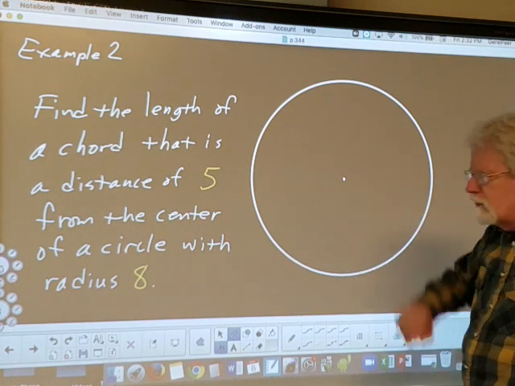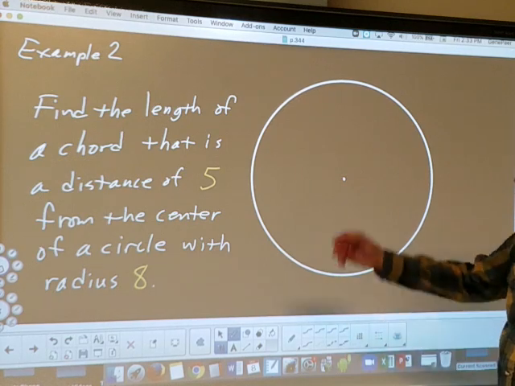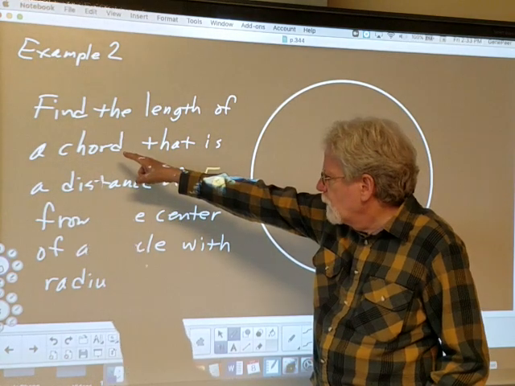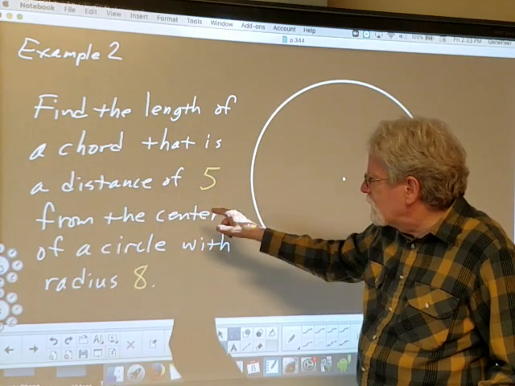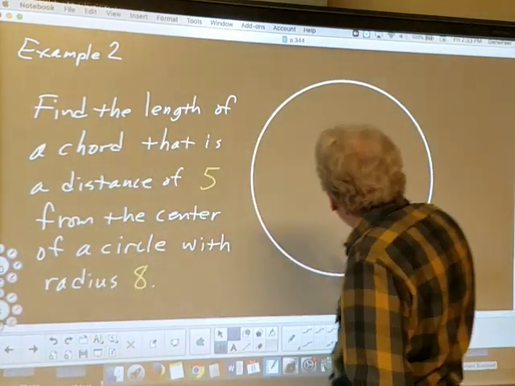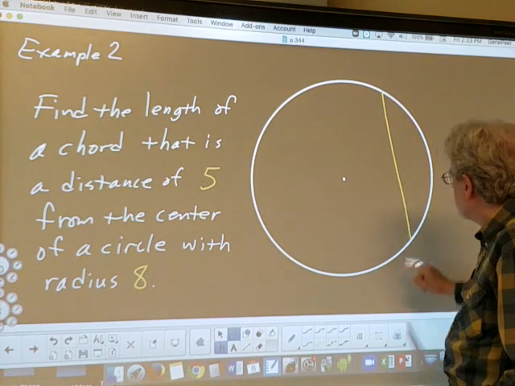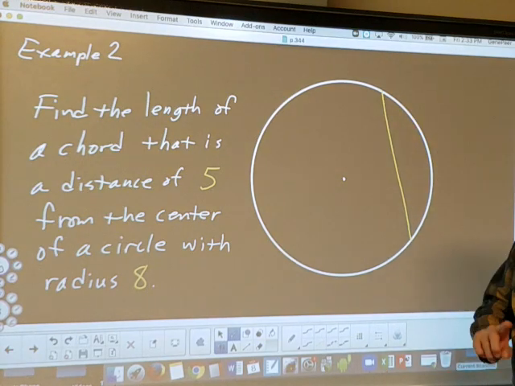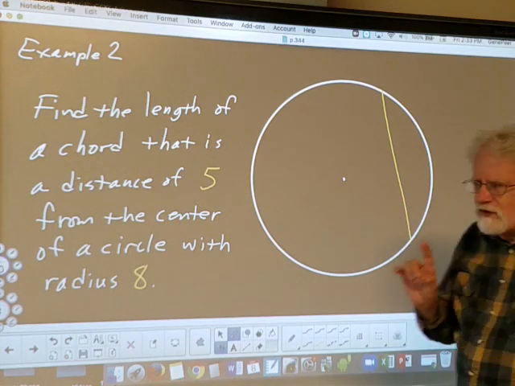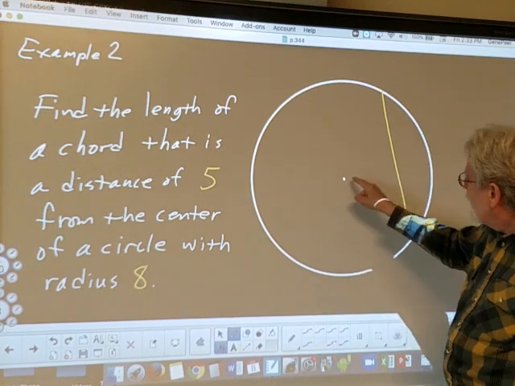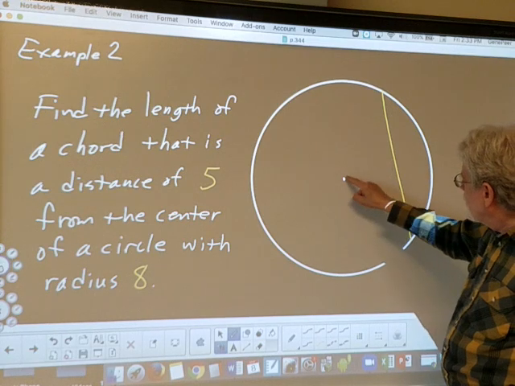You mark a spot that you're going to call the center. We're going to have a chord. We know what a chord is. We're going to have a chord that's a distance of 5 from the center. So let's draw ourselves a chord here. Any old place. And that chord has to be a distance of 5 from the center. Well, by the definition of distance between a point and a line, it has to be perpendicular.